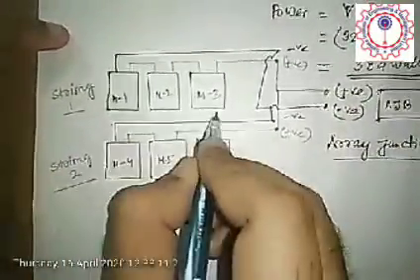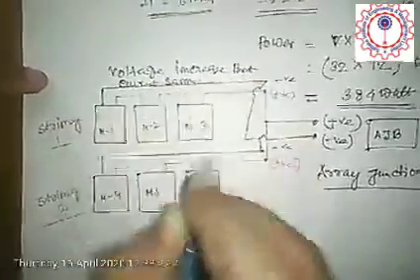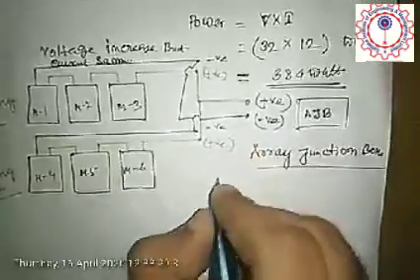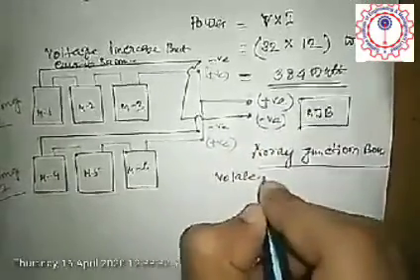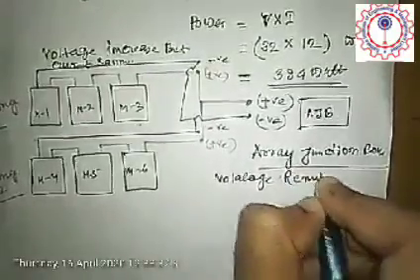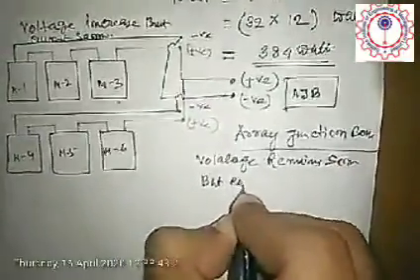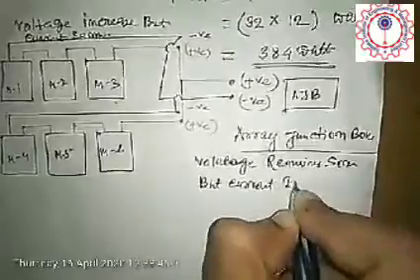If the modules are connected in series, then the voltage increases but the current stays the same. And when it is a parallel condition, the voltage remains the same, but the current increases.